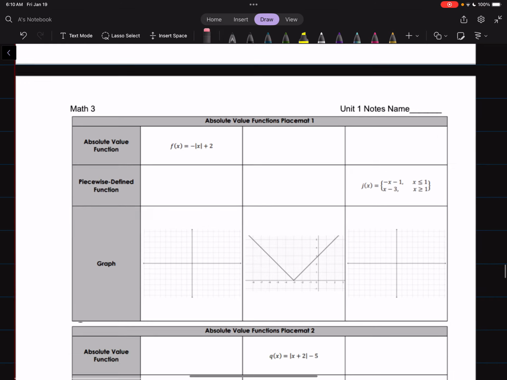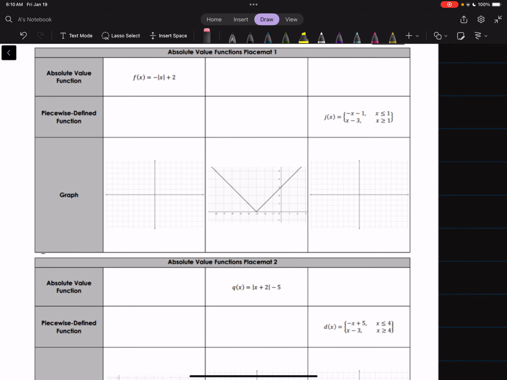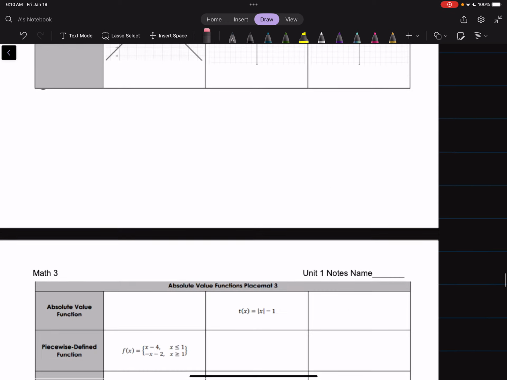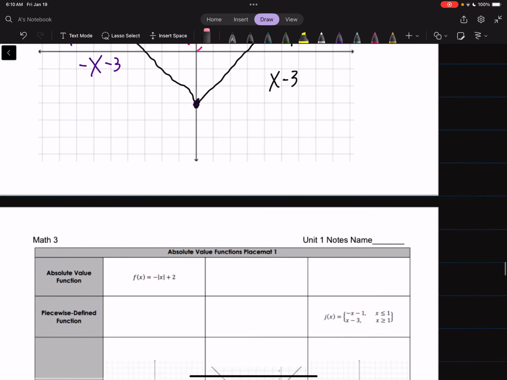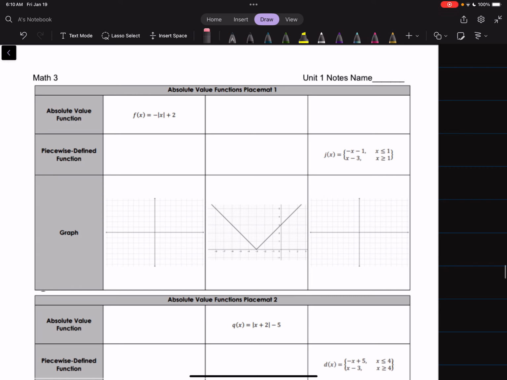Okay, I'm going to make the recommendation of pausing the video and trying these after I do the first one and seeing if you can figure out the others. We're going to do these 4 problems and call it a day. Okay, our absolute value function is negative absolute value of x plus 2. My recommendation, if you're given the graph first, write the absolute value. If you're given either function first, do the function first.